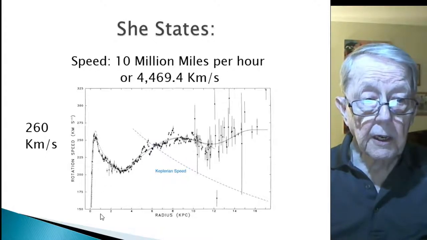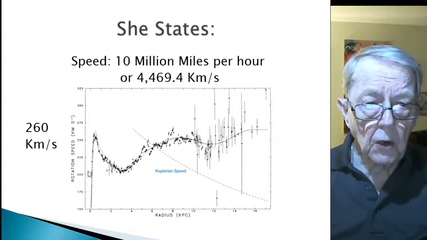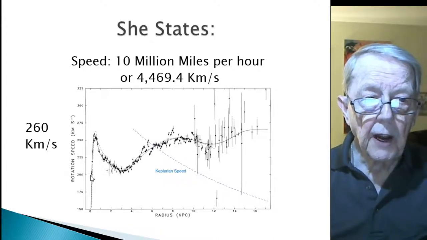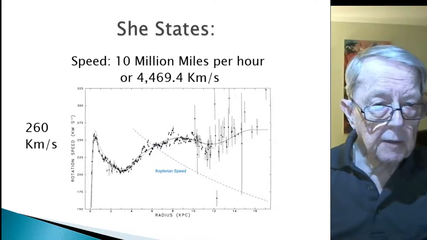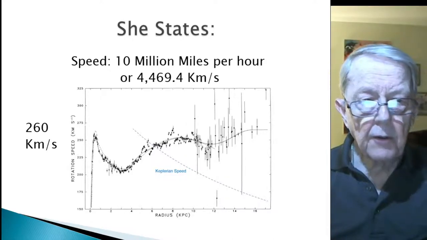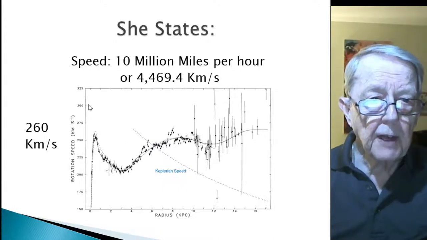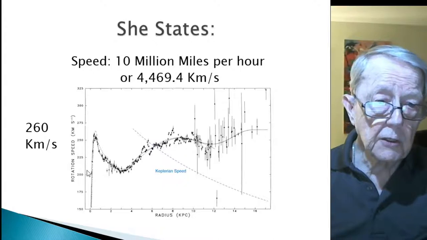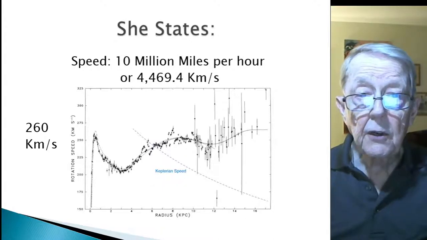Clearly, it should go faster. Why here? The reason I think it goes slower here is because you're actually measuring the speed of the stars orbiting. There's a problem there. It should be going faster and faster, and these are shown going down. Which one's wrong, I don't know, but they certainly don't agree.